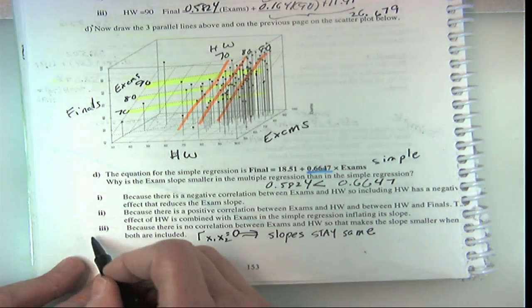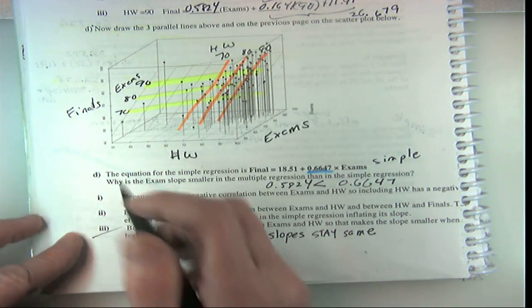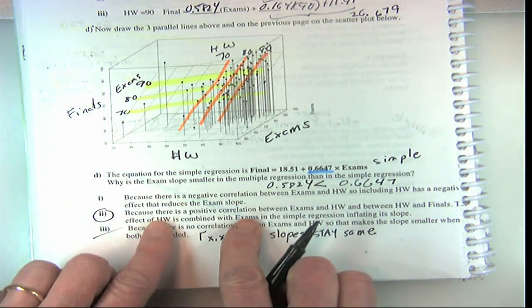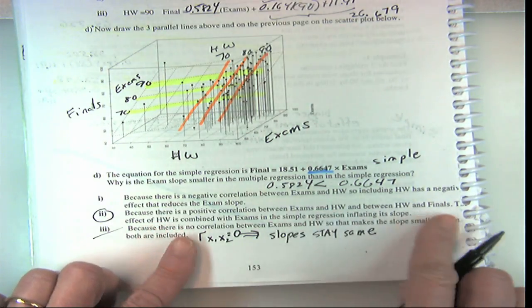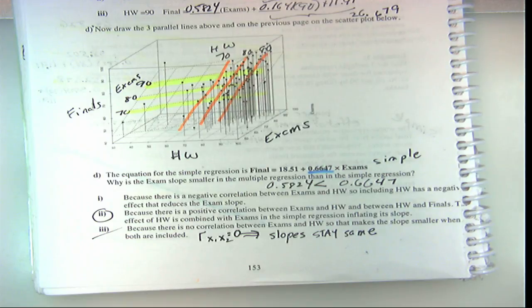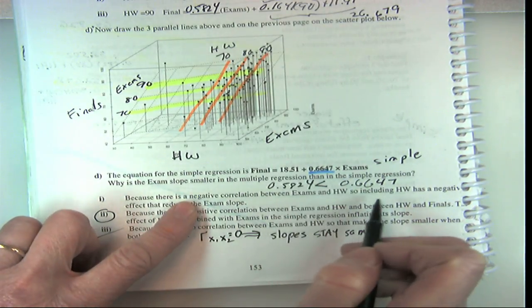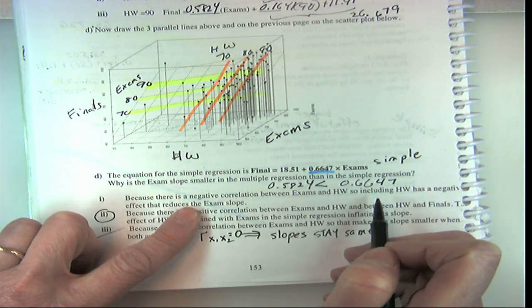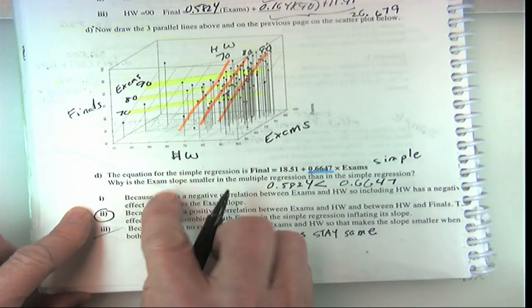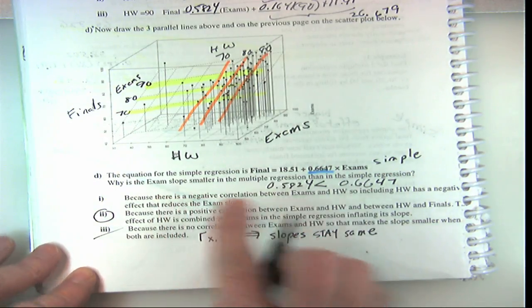So that one's out. This one is the correct one. There's a positive correlation between exams and homework, and between homework and final, and it's mixing those two things together. So you get the partial slopes. Negative correlation, well, there isn't. And it wouldn't reduce. Okay, so we haven't really talked about what happens when there's a negative correlation.